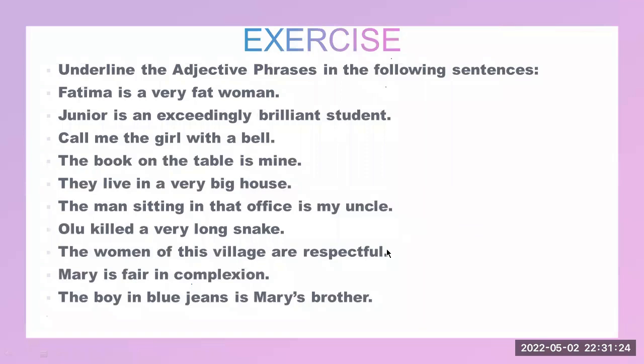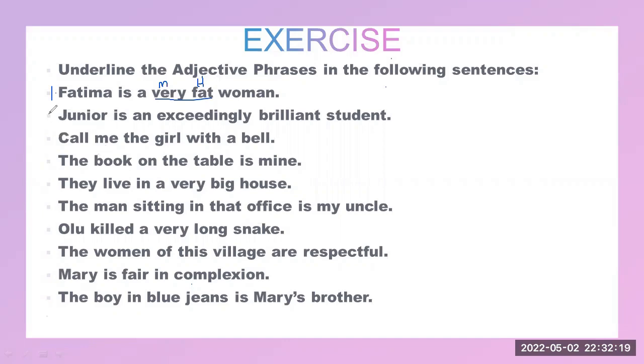Now, welcome back. Let's go through this exercise together. Underline the adjective phrases in the following sentences. This is number one: Fatima is a very fat woman. The words very fat are the adjective phrase here. Very is the modifier and fat is the head word. So this fits into our first category of grammatical structures that can form an adjective phrase: a group of words with an adjective as the head word.